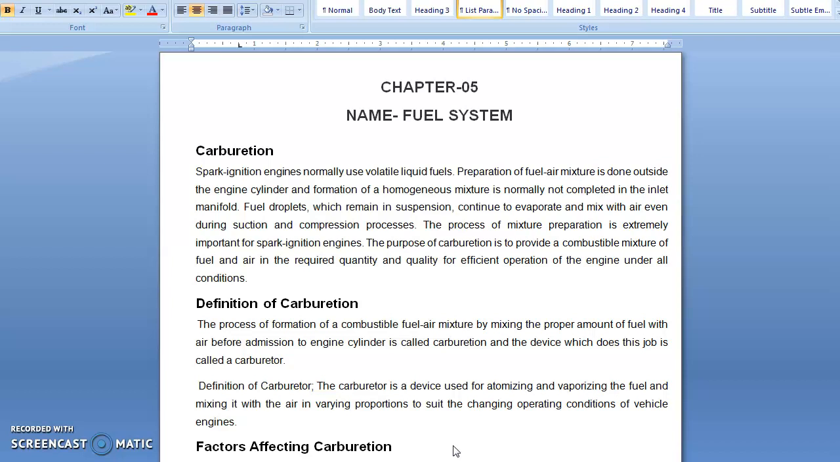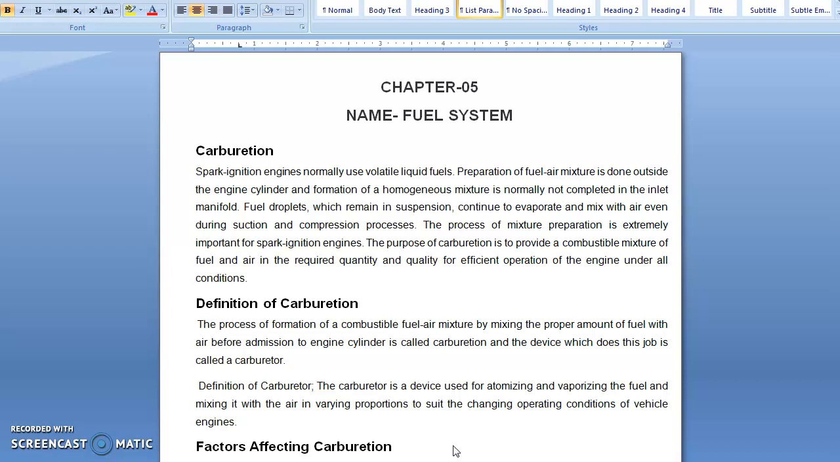So, in the fuel supply system, we are reading about the petrol engine, thereafter the diesel engine. So, let us discuss the petrol engine fuel supply system. The components used are the tank, fuel filter, fuel feed pump, carburetor and combustion chamber. These units are interlinked with some flexible and rigid pipelines.